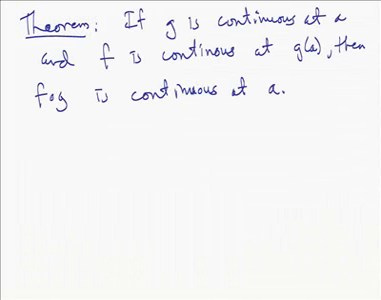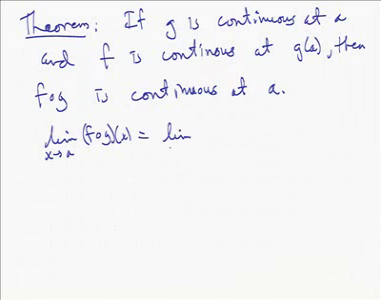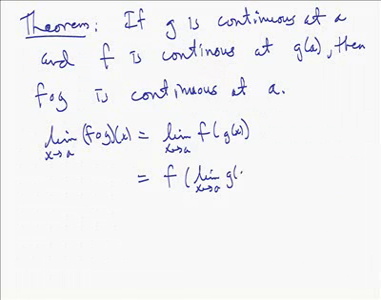What we need to show is that the limit as x approaches a of f composed with g of x is going to equal f composed with g of a. Well, this is going to equal the limit as x approaches a of f of g of x. Now by Theorem 8, that's the theorem we skipped over, but that says basically that you can take the limit and put it inside the composite. So this is going to be f of the limit as x approaches a of g of x.